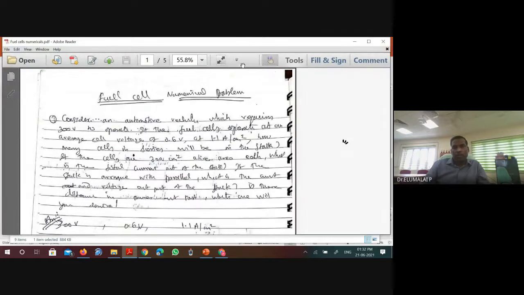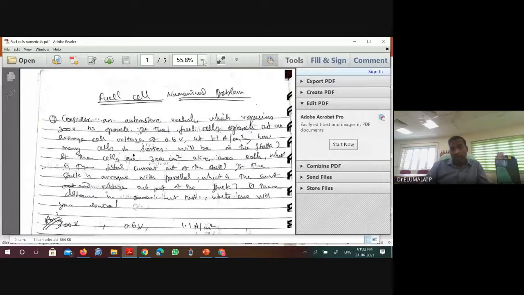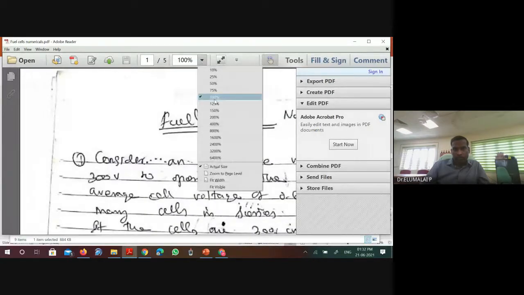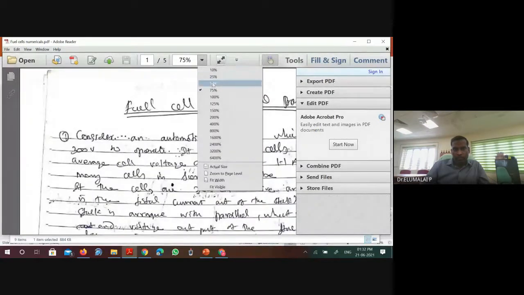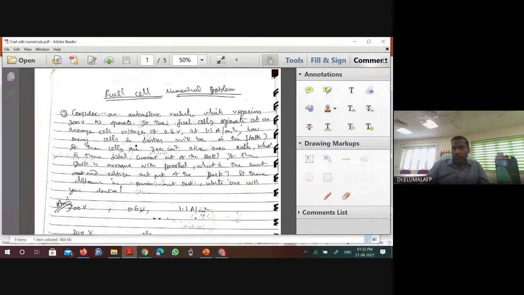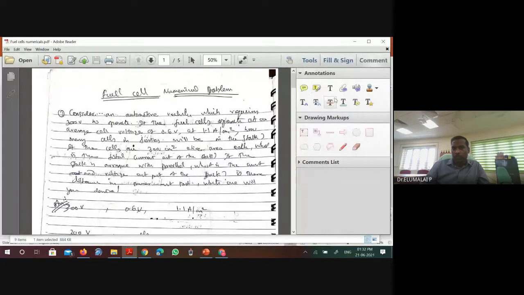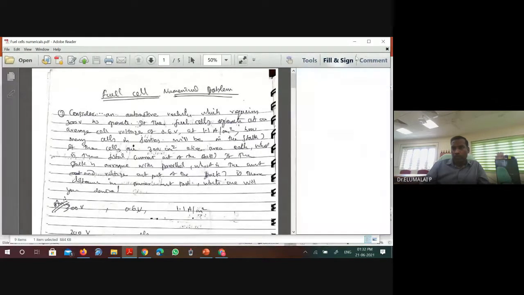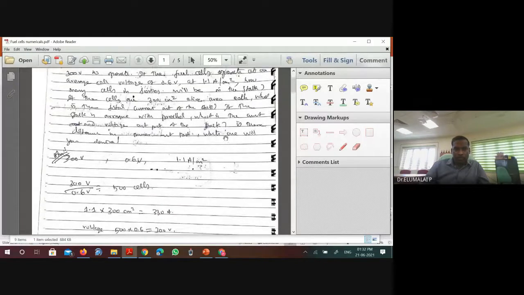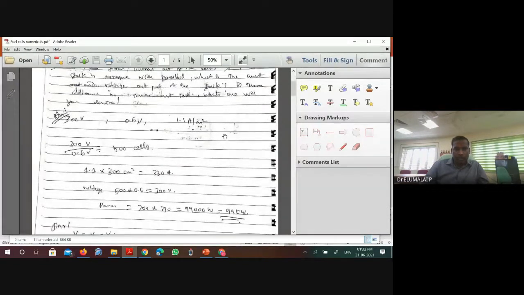My sling pen is not working properly, so I lost it somewhere. I couldn't trace it. Otherwise, I would have used a board. Anyway, this is the numerical problem. I have the answer here.